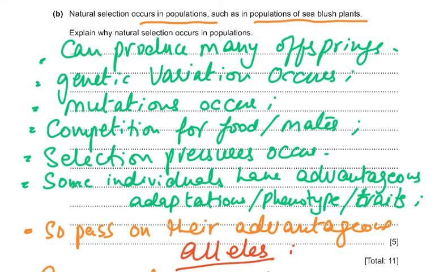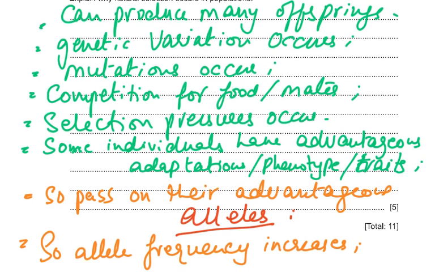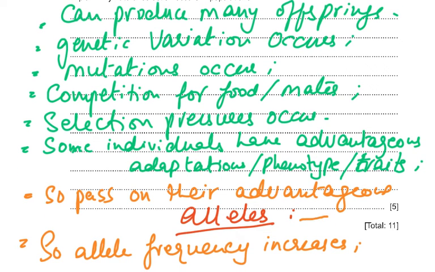So selection pressure, some individuals have advantageous adaptations, they survive, and they will have a selective advantage. So they will pass on their advantageous alleles. Now that's why I've written it in red. The word is advantageous allele, not gene. And so the advantageous allele frequency will increase. So that which is an advantage, that allele will increase. Just like I gave you the example of the giraffe just a little while ago.